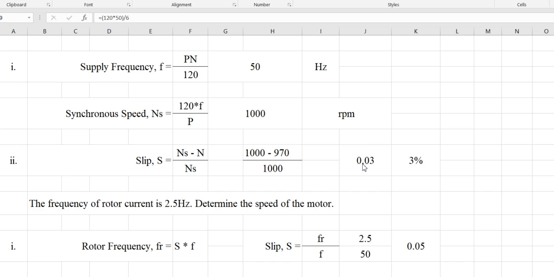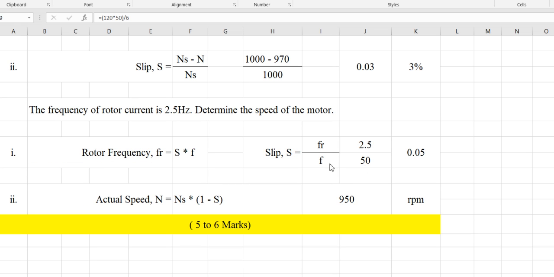Then for the second part, they have given the rotor current frequency, which is 2.5 Hz. You have to evaluate the speed of the motor. You know the rotor frequency equation, fr is equal to s into f. I want the slip, so s is fr divided by f. That is 2.5 divided by 50, and you will get the value of 0.05.